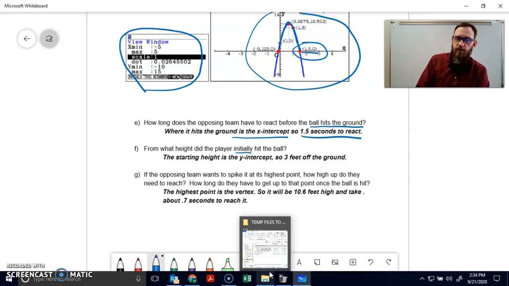From what height did the player initially hit the ball? The initial height of anything, when you're talking about starting height, is the y-intercept. So we know that they hit it from 3 feet off the ground, up and over the net.